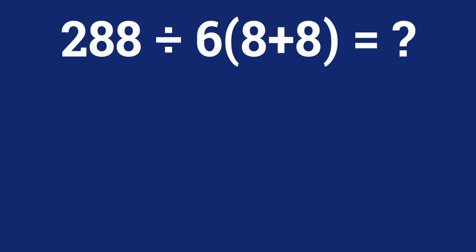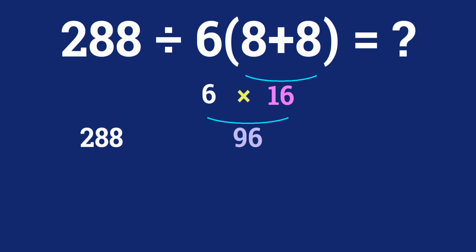8 plus 8 gives us 16, and 6 times 16 gives us 96. So 288 divided by 96 is just 3.